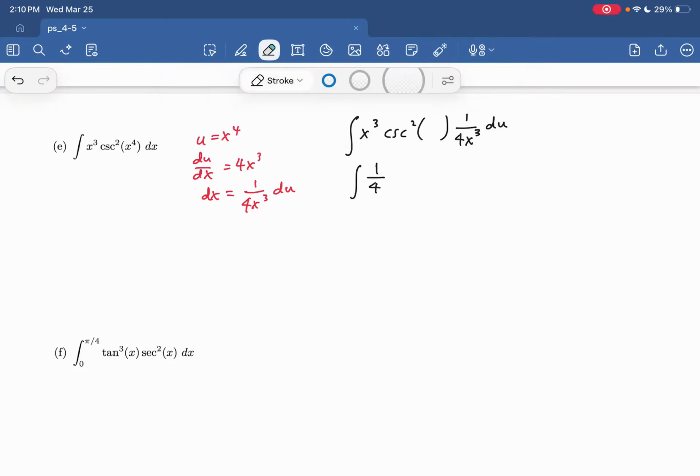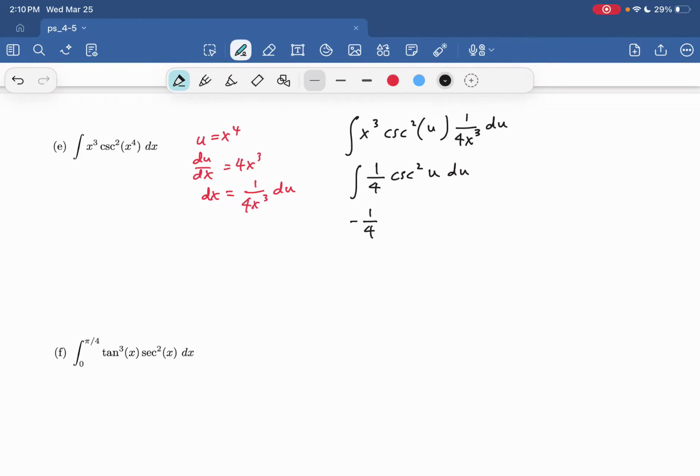Sorry, I should replace the x to the 4th with u, right? So this is 1/4 cosecant squared u du. What is the integral of cosecant squared? Well, that should be memorized. It's going to be negative cotangent, because the derivative of cotangent is negative cosecant. So the integral of cosecant squared is going to be negative cotangent. That's our integral, and we should have a plus c because this is indefinite. And finally, we'll replace u with what it originally was. And that's our answer.